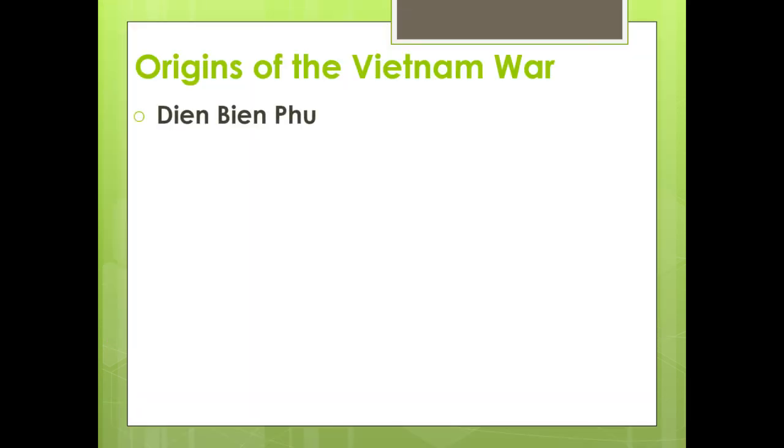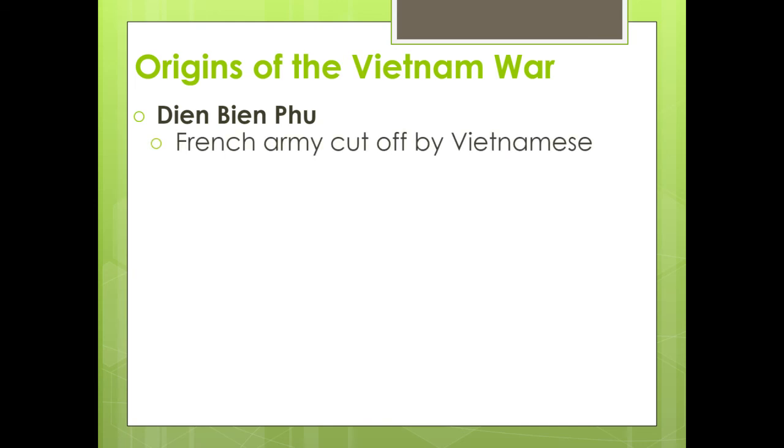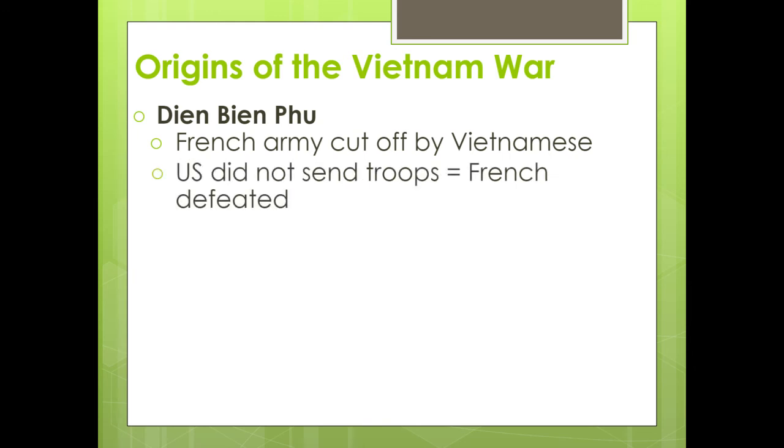So at Dien Bien Phu, the French are finally defeated. A whole French army is cut off by the Vietnamese, the Viet Minh forces, and is destroyed. The French ask the United States to send troops. We do not, and the French army is defeated.